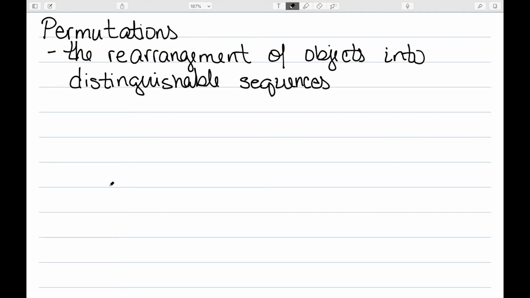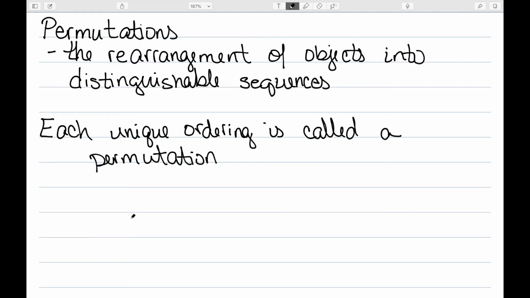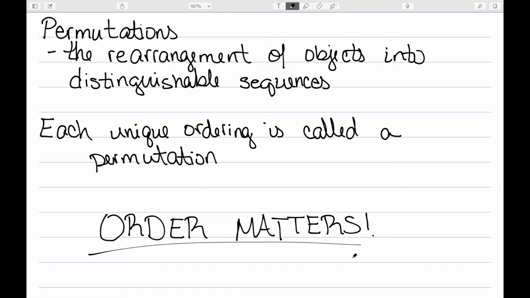In this video, I want to discuss permutations and how they are related to counting. A permutation is the rearrangement of objects into distinguishable sequences. Each unique ordering we have is called a permutation. And a very important property of permutations is that order matters. Changing the order of the sequence changes the actual sequence.